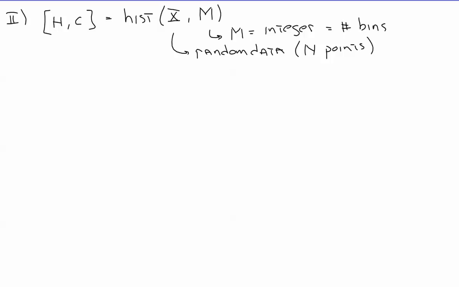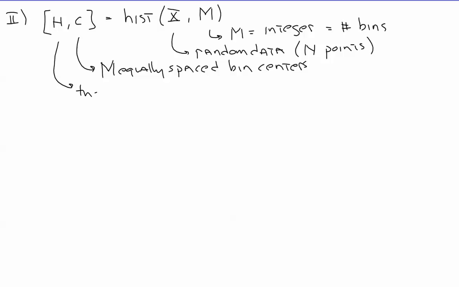Matlab goes in and sorts. It gives you back m equally spaced bin centers over the range of data x. And capital H is my histogram. It's the sorted data. And of course, this is m points long. And likewise, my bin centers, I get m equally spaced bin centers. H is my histogram, and it's also m points long.